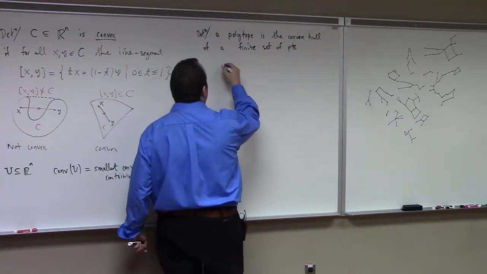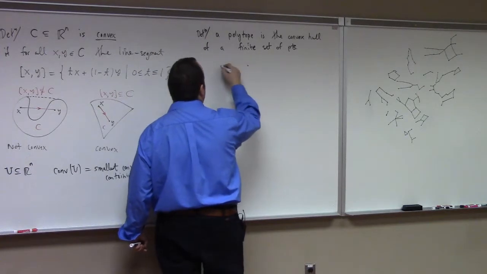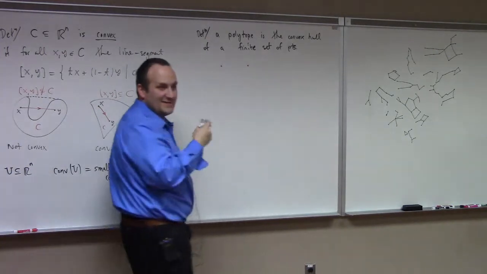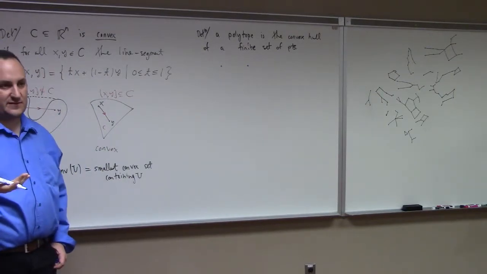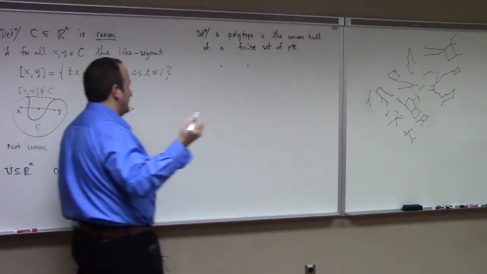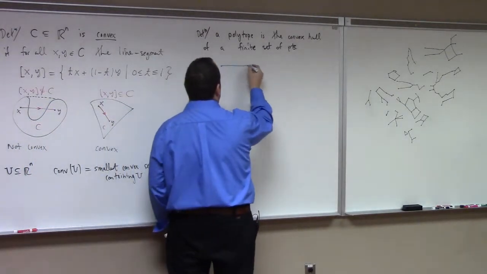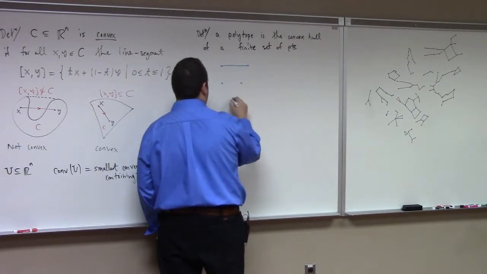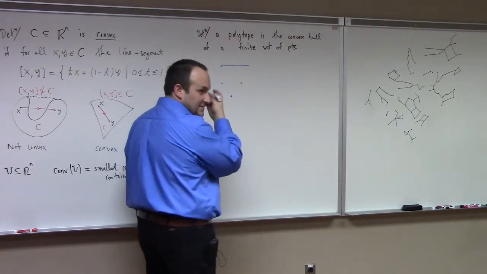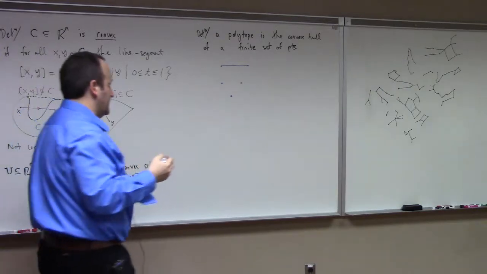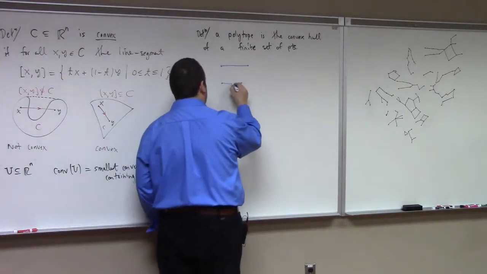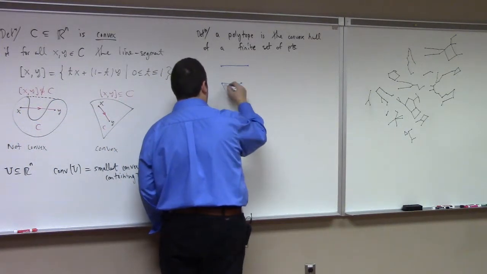Isn't that funny? So if we take two points, what's the convex hull of that? The line segment connecting them, exactly. If I have three points, what's the convex hull of these? Right, the filled-in triangle like that.